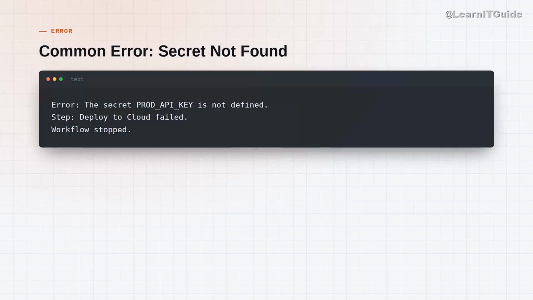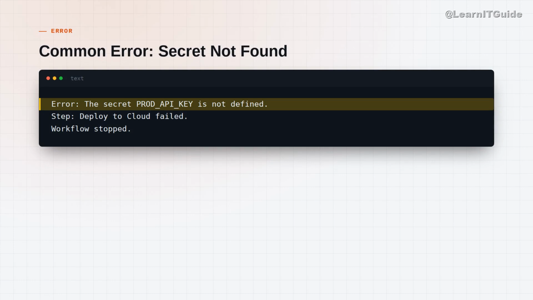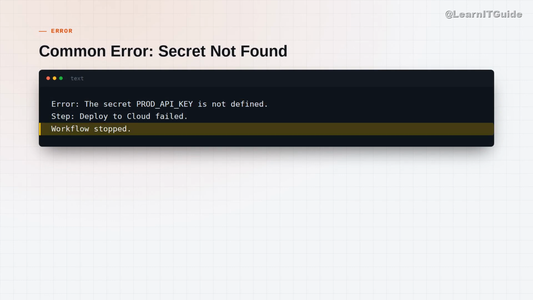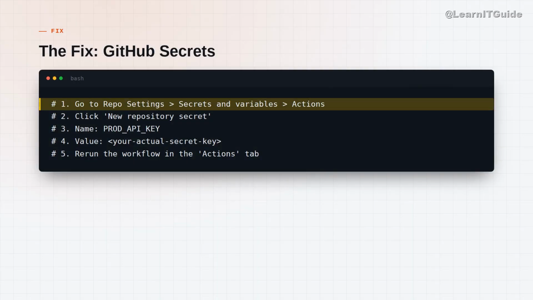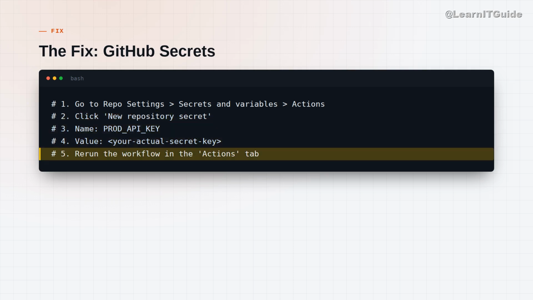What happens if you forget to add the secret in the GitHub settings? You get this error. The workflow stops immediately because it cannot authenticate with your cloud provider. This is a very common point of frustration for teams. To fix this, go to your repository settings under the Actions tab. Add the secret key with the exact same name you used in your workflow file. Once the secret exists, you can simply click the Rerun button in the Actions dashboard, and the pipeline will pick it up automatically.